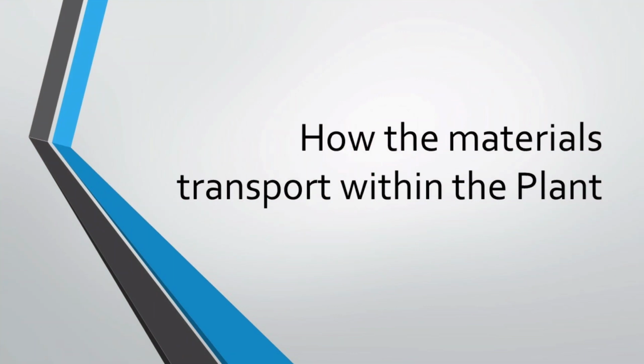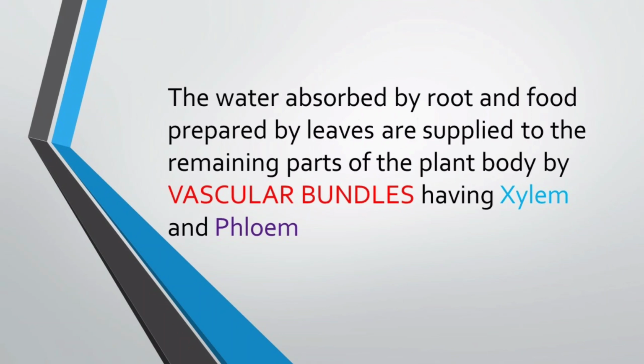Today we are going to discuss how the materials transport within the plant. The materials that should transport in the plants are the water, minerals and food materials. The water absorbed by the root and food prepared by the leaves by the process of photosynthesis are supplied to the remaining parts of the plant body by vascular bundles.